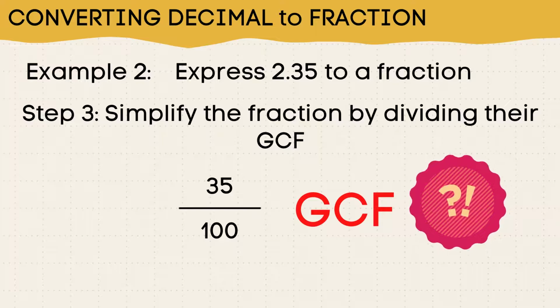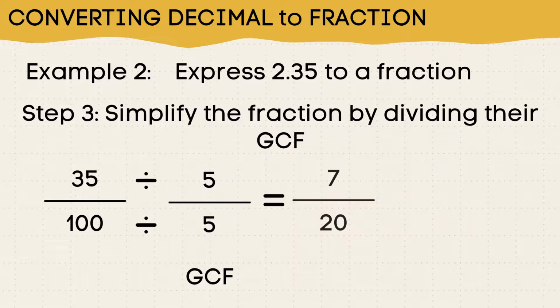Now, step 3. Simplify the fraction by dividing by their GCF. What do you think is the greatest common factor of 35 and 100? Do you have difficulties in identifying the GCF? Let's start with the smallest one, which is 5. Okay, let us assume that 5 is the greatest common factor. So we are going to divide both numerator and denominator by 5.